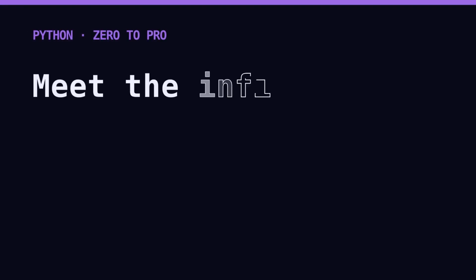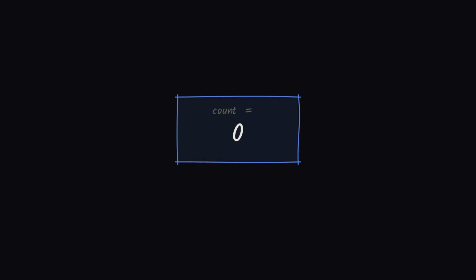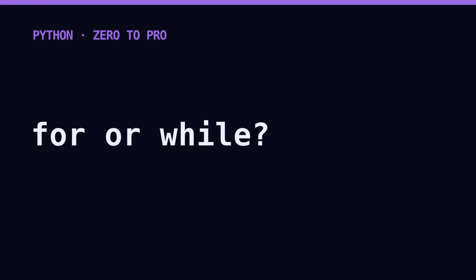Forget to change it, and you get this nightmare. Here's count, frozen at 0. Nothing ever changes it, so count less than 5 stays true forever. The program prints 0, 0, 0, endlessly. Every beginner hits this once, so when do you reach for each loop?